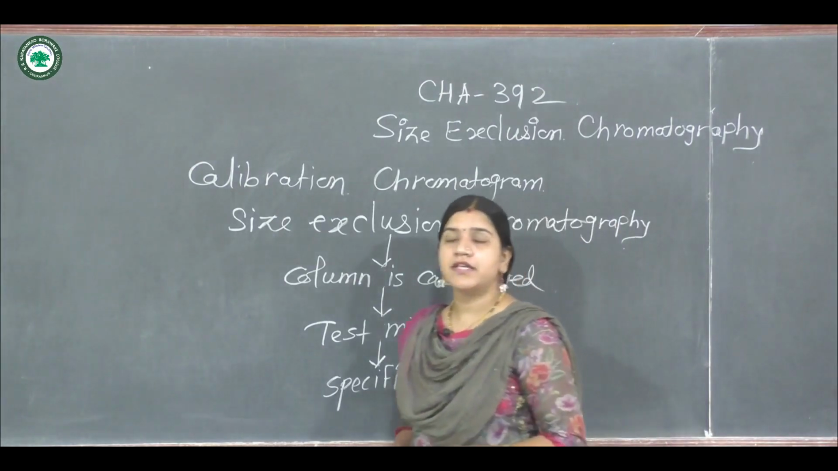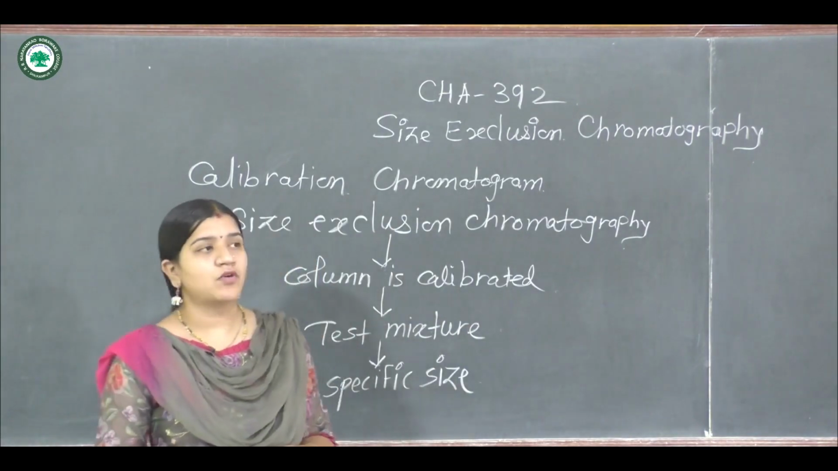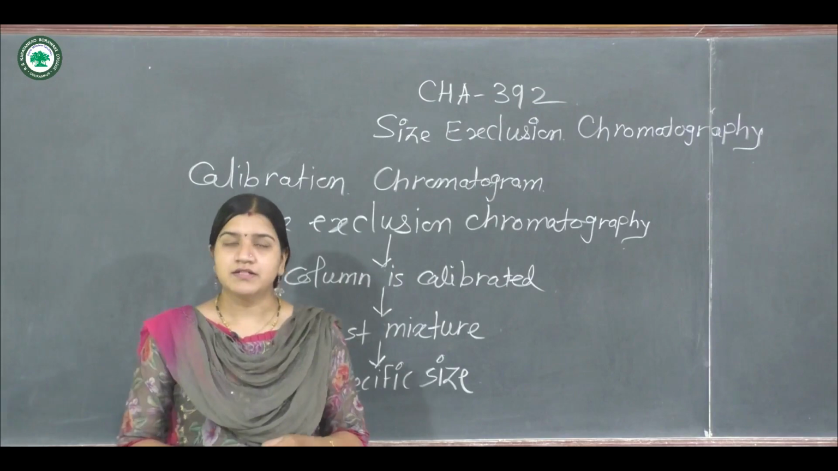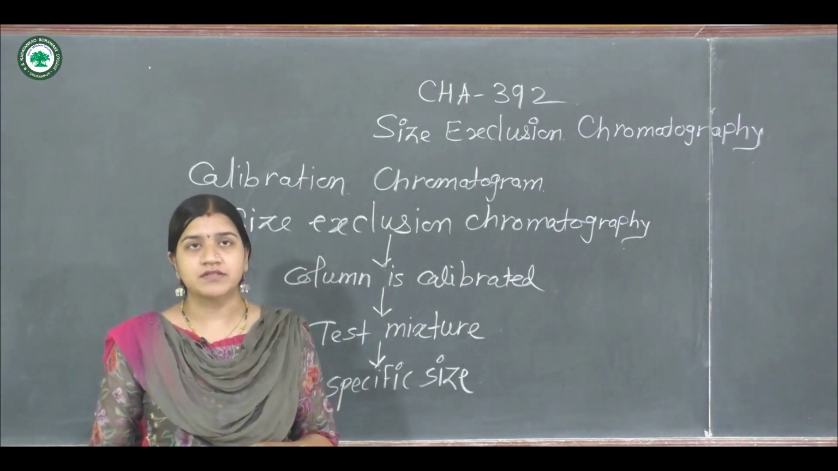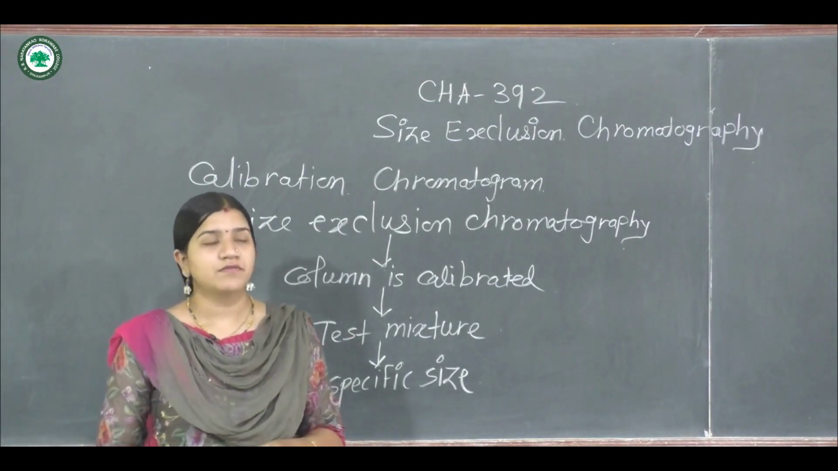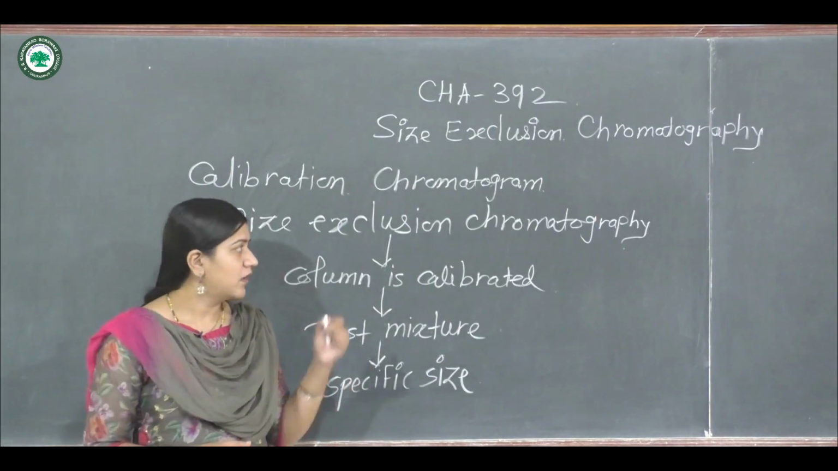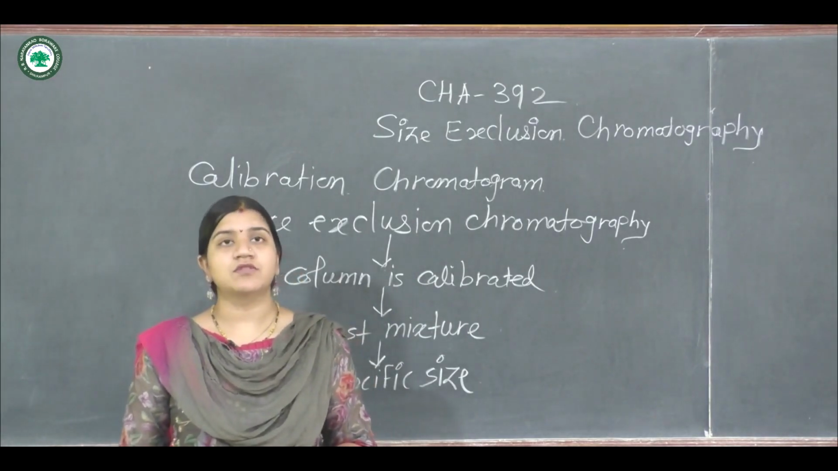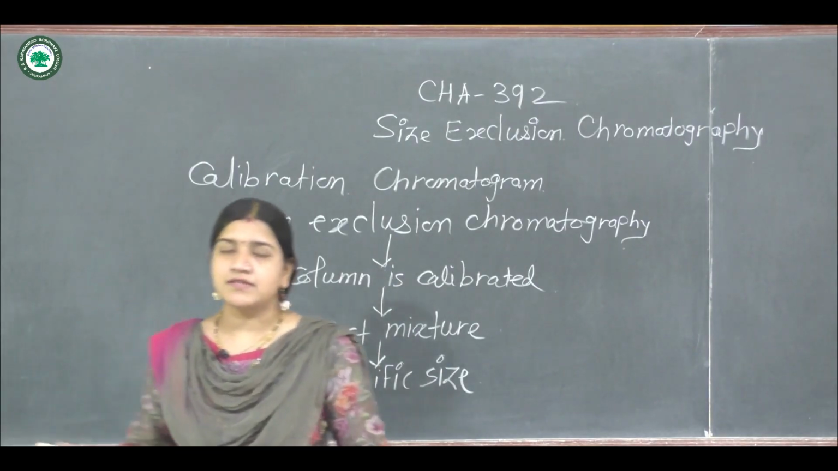So here the size of a column plays a very important role, that is, the molecular size as well as the molecular mass of the compound will decide whether the given specific porous nature of a column should be selected for the analysis, or we have to find another porous type of column. So while calibrating the column for size exclusion chromatography, initially we have to see some things.